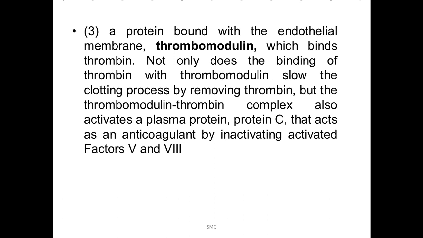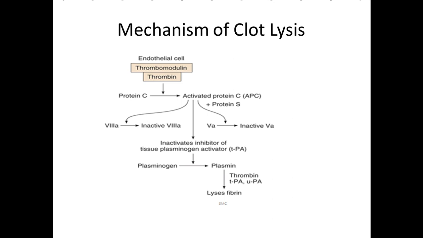A protein bound with the endothelial membrane, thrombomodulin, binds thrombin. Not only does the binding of thrombin with thrombomodulin slow the clotting process by removing thrombin, but the thrombomodulin-thrombin complex also activates the plasma protein, protein C, that acts as an anticoagulant by inactivating activated factors V and VIII. You can see all this in this diagram. When thrombomodulin binds with thrombin, the thrombin cannot act on fibrinogen, so the process of clotting becomes slow.